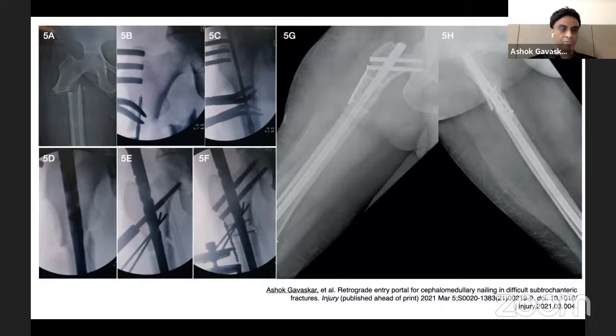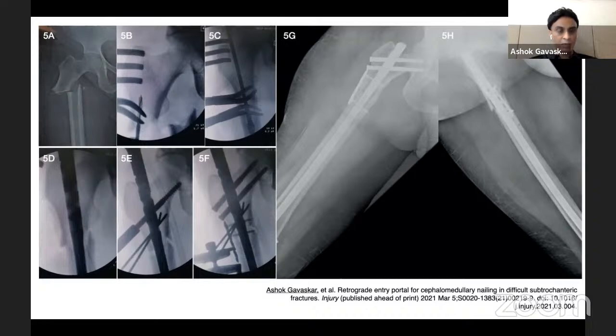And you can see in image 5D, this is from the journal that we published. So you can see that once the nail goes in, we still create a slight varus malalignment. So again, the nail comes out, even though our entry point is good. So we have a couple of block wires medially to get the nail more laterally.